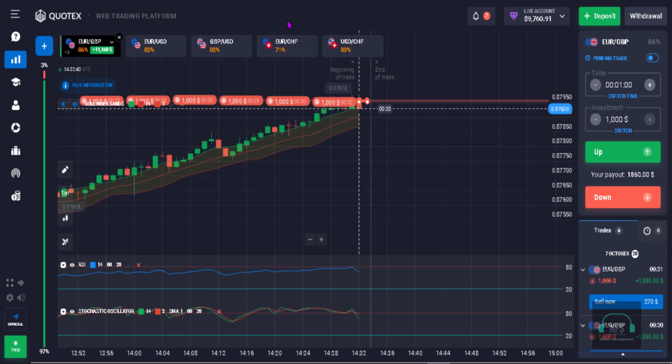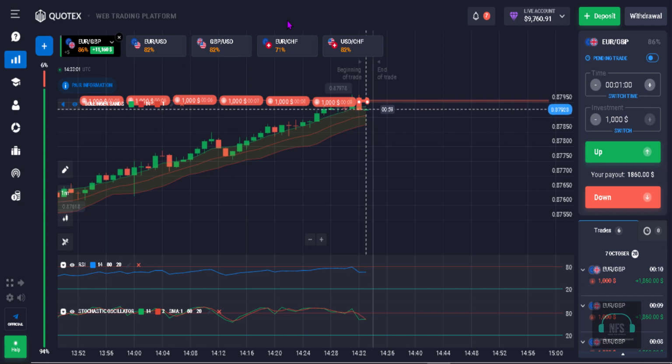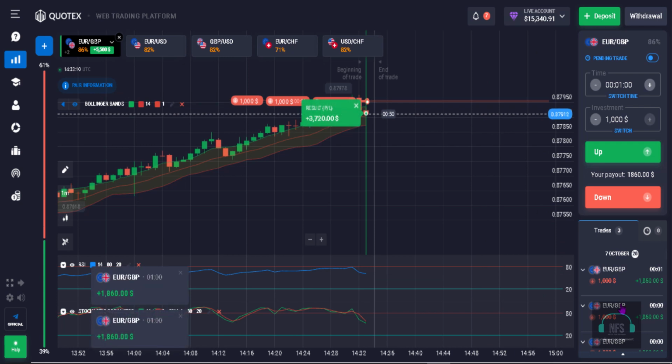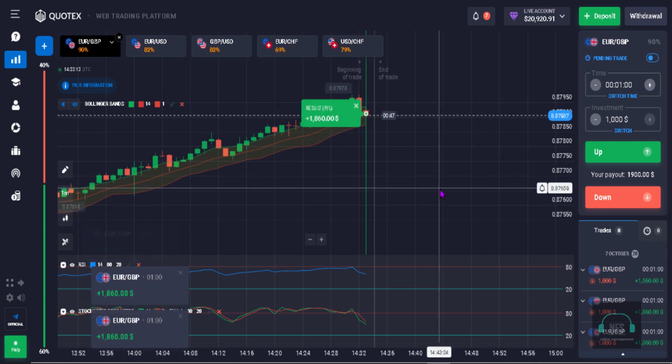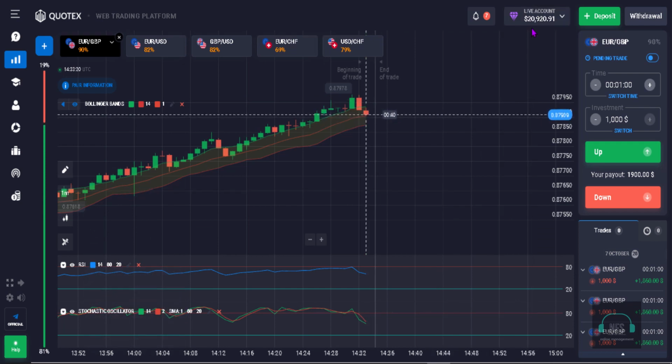Let's see if I will reach $20,000, and if I will, on Monday I will make a withdrawal here on Quotex platform, and I will make a video for you to see the withdrawal and also if they are paying or not. But until that moment, let's wait a little bit more. We still have, as you can see here, 6, and the last one is in the money. So 6 trades in the money, $20,920, as you can see here.